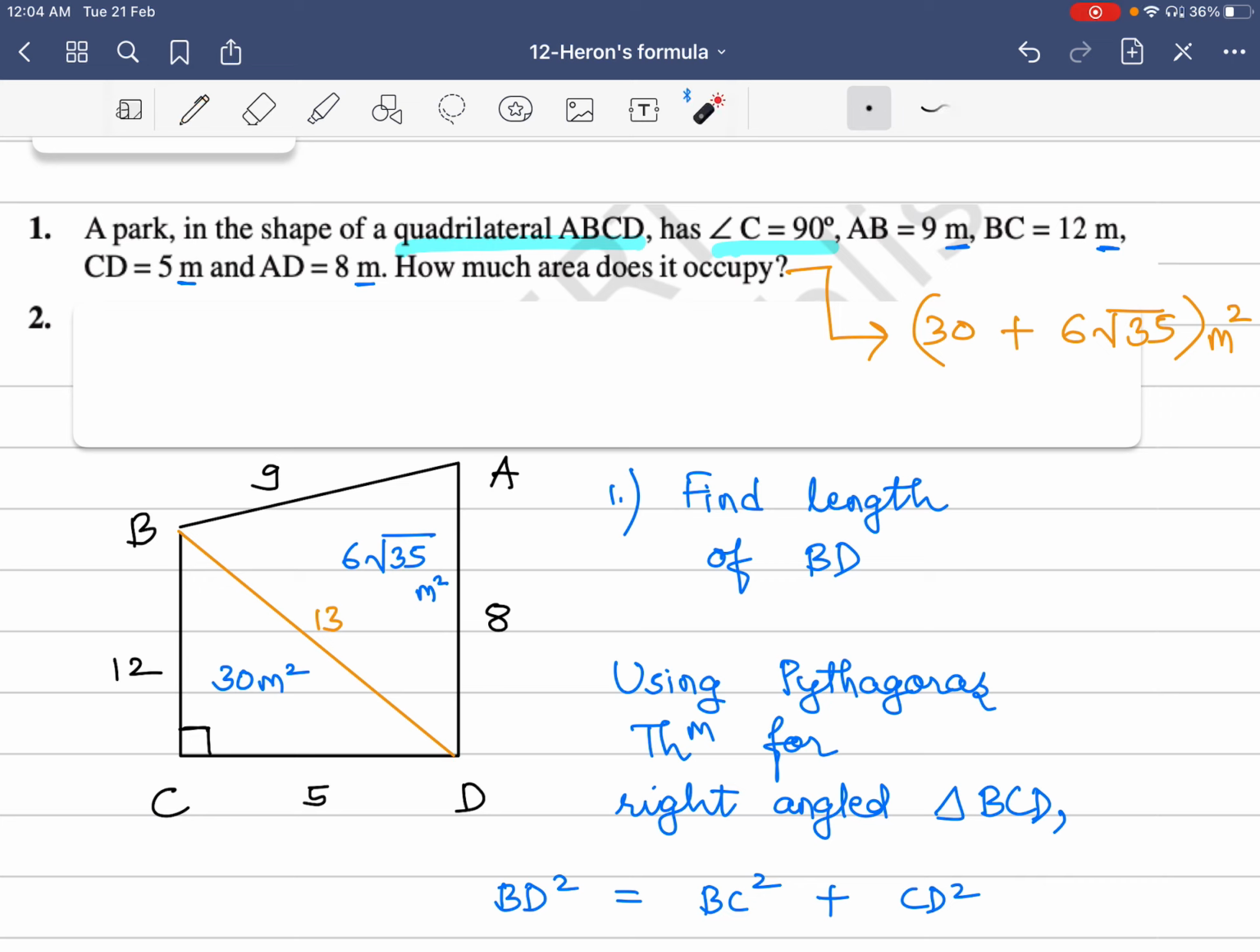Thus, we can see that we have used Heron's formula. This is an interesting application of Heron's formula to find the area of a quadrilateral where the sides of the quadrilateral are given to us. That's it.